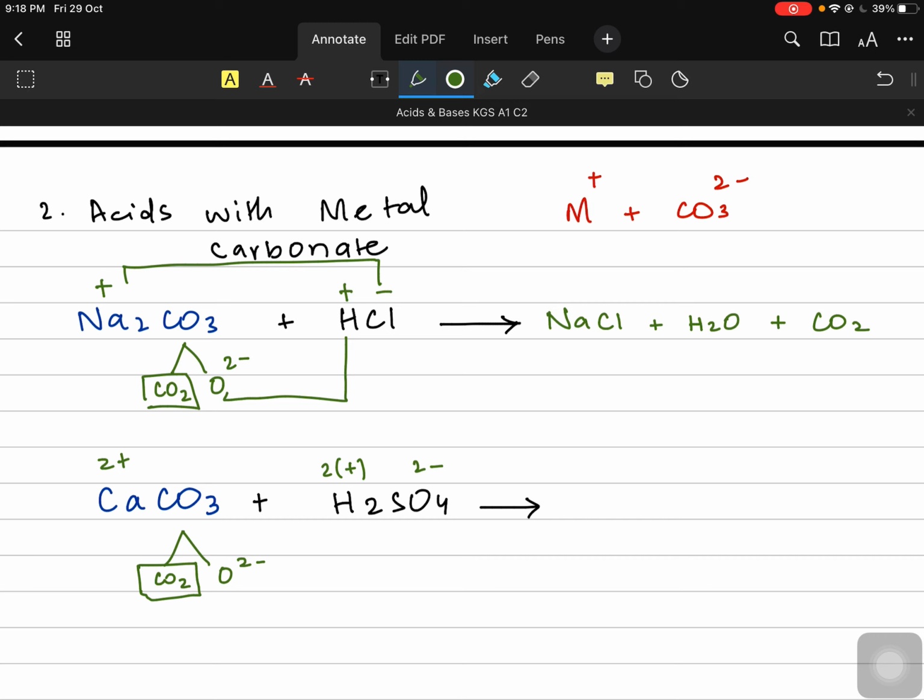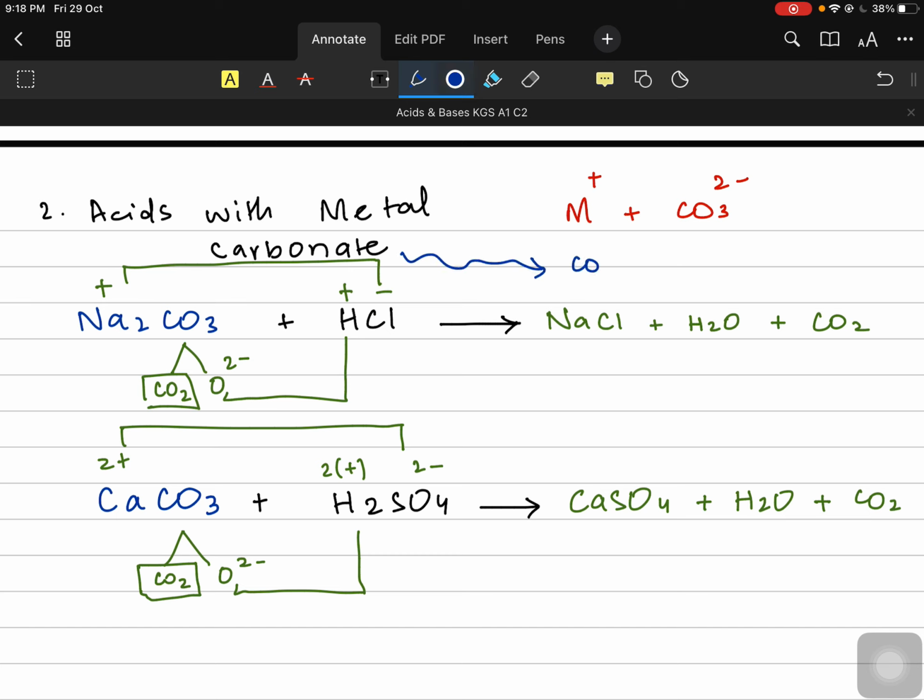Let's compare and combine the products. Calcium should go with the sulfate, so it makes CaSO4. H goes with the O, so it makes H2O, and carbon dioxide is a totally separate product, so you get carbon dioxide. So whenever acids react with metal carbonates, they give out carbon dioxide gas. For the sake of it, let's try one more example.